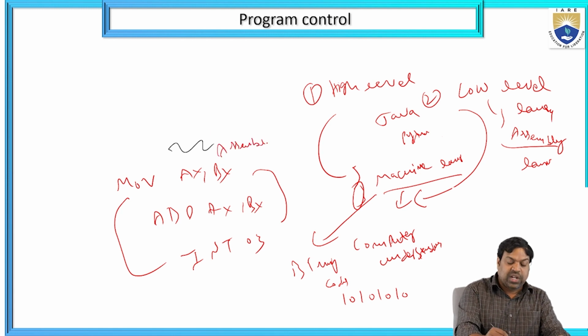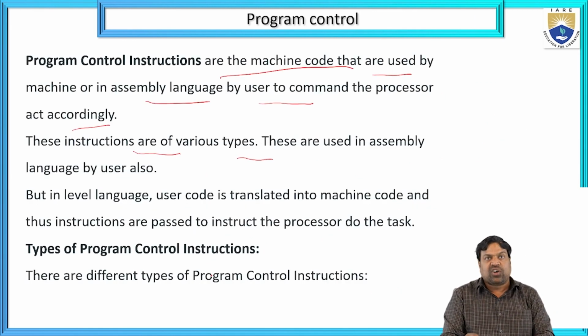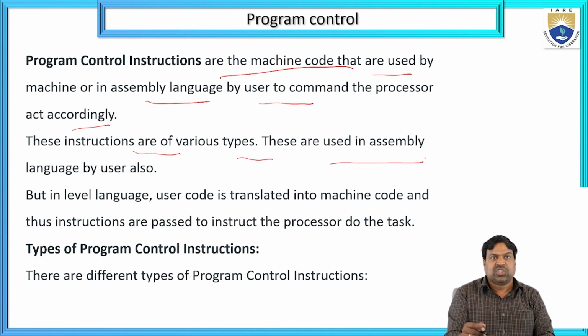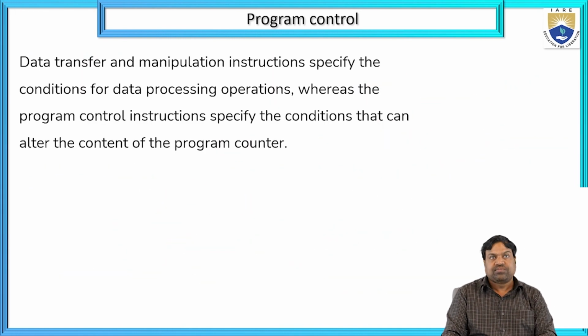This assembly language I am converting to machine language. Here the move command is there, add is there, int is there. These are called instructions, and these instructions are converted to machine language. But in a high level language, user code is translated into machine code, and thus instructions are passed to instruct the processor to do the task. There are many types of program control instructions.